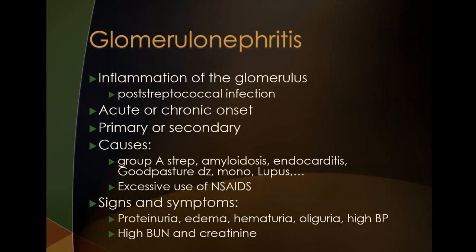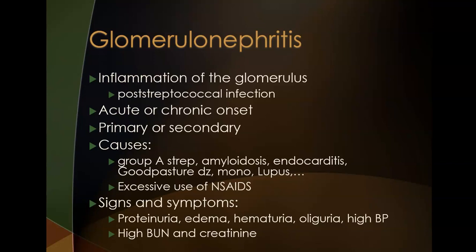Signs and symptoms of glomerulonephritis are proteinuria, edema, hematuria, oliguria, and high blood pressure. Proteinuria is protein in the urine. Edema is swelling. Hematuria is blood in the urine. Oliguria is a small amount of urine produced.